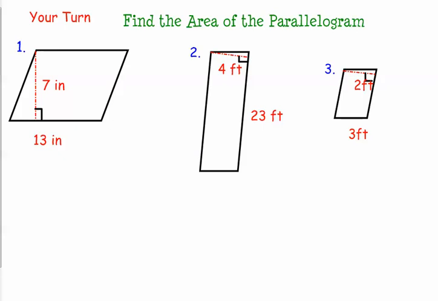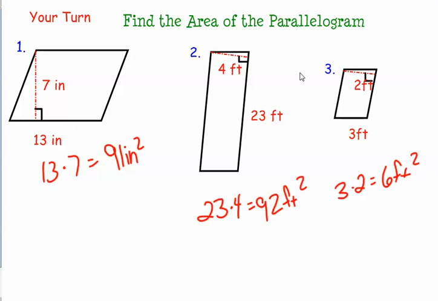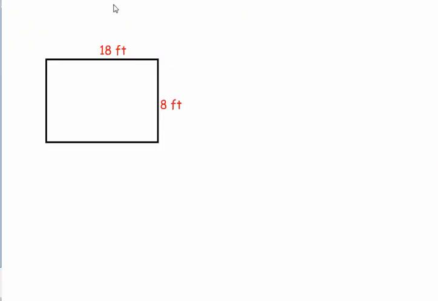So again, number one here, you're going to write 13 times 7 because that is your height. Okay, so that is 91 inches, inches squared. Okay, you do 2 and 3 and come back with your answers. All right, go ahead and check your answers there. Okay, all right, let's move on. All right, so let's look at this one.